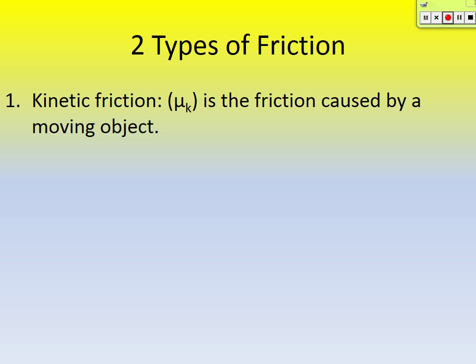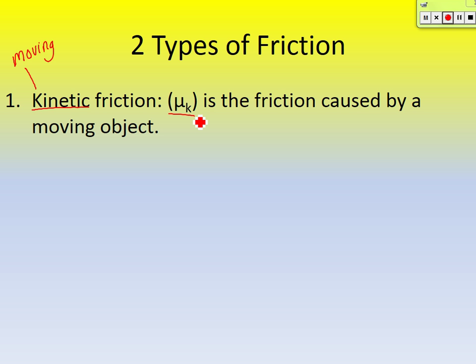Well, there's two types of friction. The first one that we're going to talk about is kinetic friction. Before we start talking about it, I want you to write this in the margin where you see kinetic. Kinetic means moving. Okay, so when you're moving, kinetic friction is given this symbol mu sub k. K for kinetic. And it's the friction caused by a moving object.